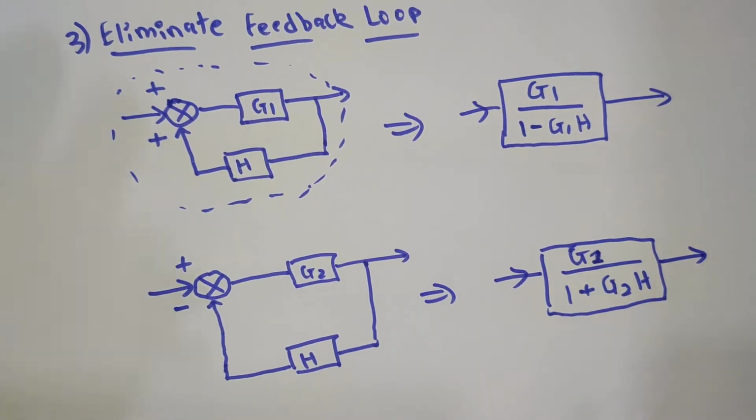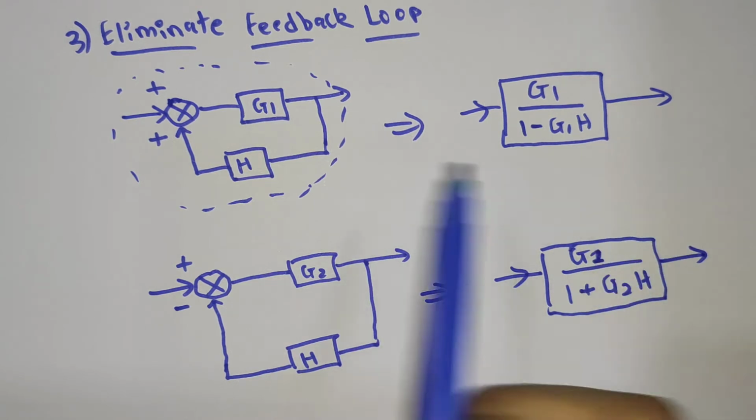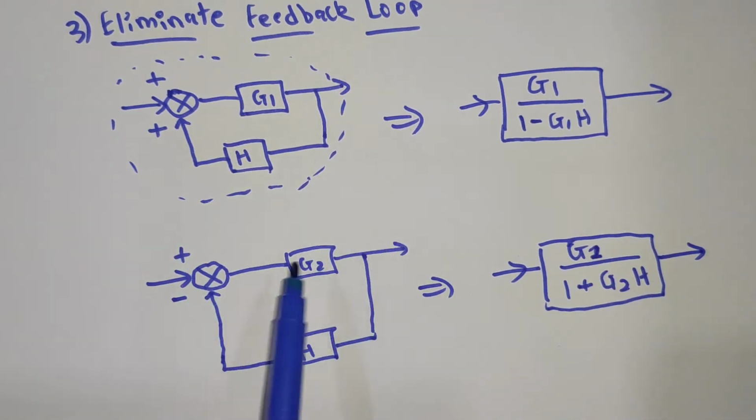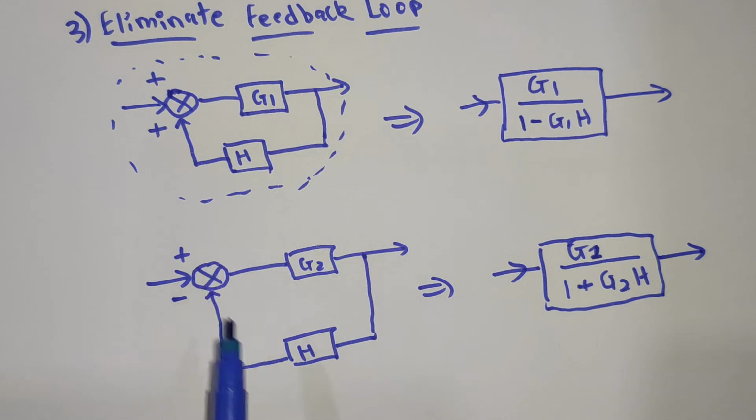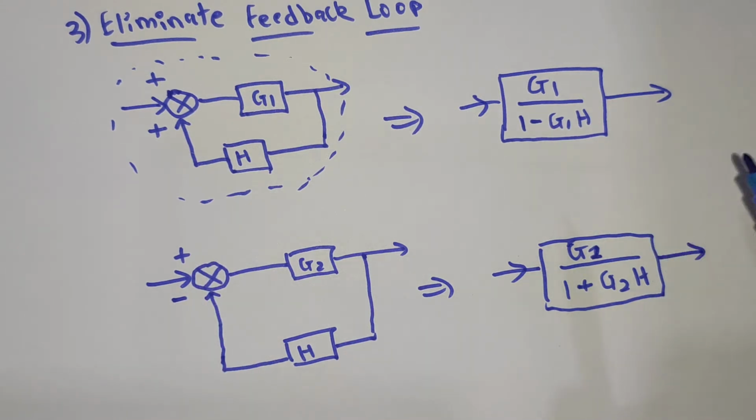The important thing you have to keep in mind is the sign. The sign at the point where the feedback loop touches the summing point is important. Accordingly, the formula will change.